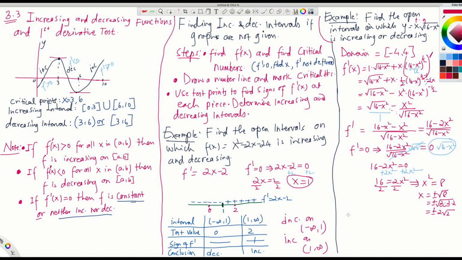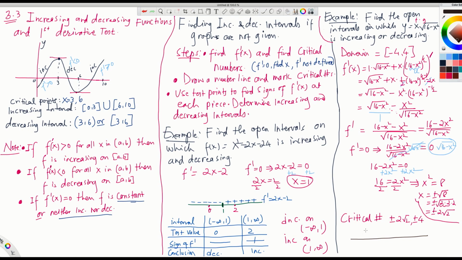So the critical numbers are plus minus 2 root 2 and then plus minus 4. These are the critical numbers. You see that? So it was long work, I mean more work to find the critical numbers, right? That happens sometimes. So what we do next is we draw a line and mark those values.